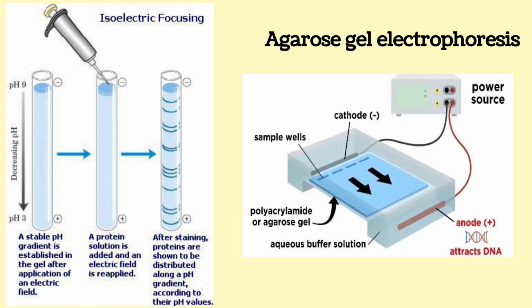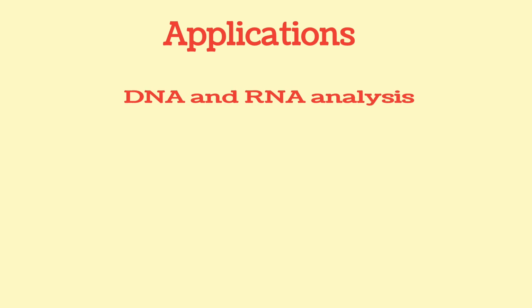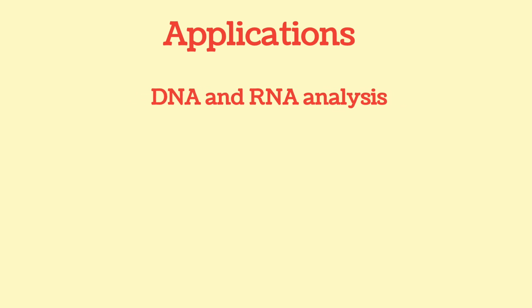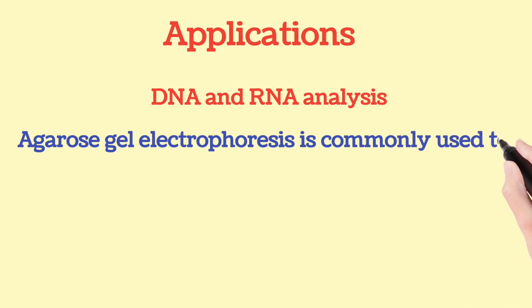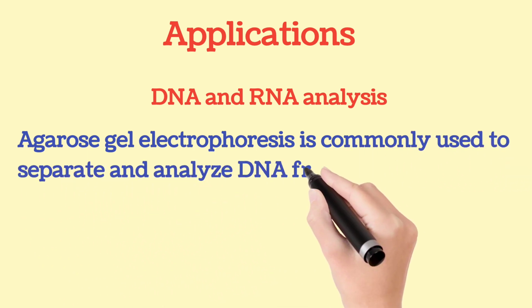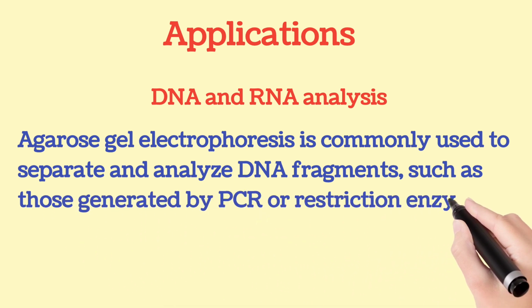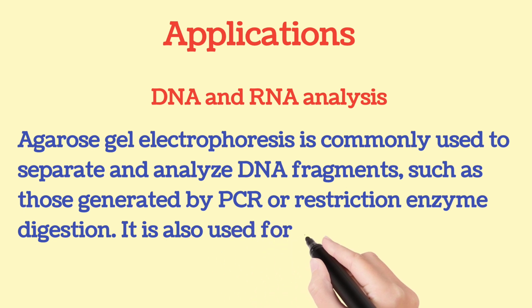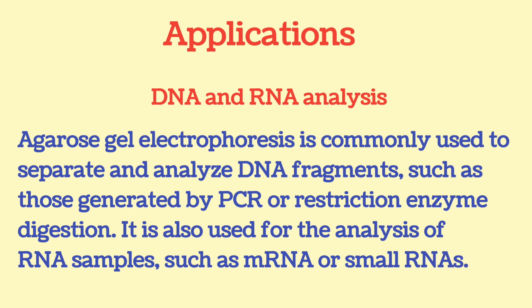Electrophoresis has a wide range of applications in various fields, including molecular biology, genetics, biochemistry, and clinical diagnostics. Some common applications of electrophoresis include 1. DNA and RNA analysis. Agarose gel electrophoresis is commonly used to separate and analyze DNA fragments, such as those generated by PCR or restriction enzyme digestion. It is also used for the analysis of RNA samples, such as mRNA or small RNAs.